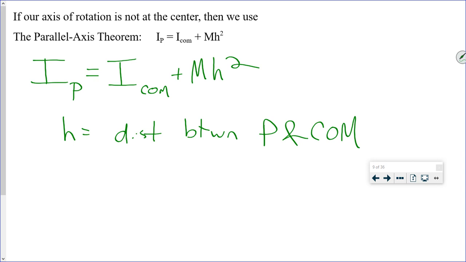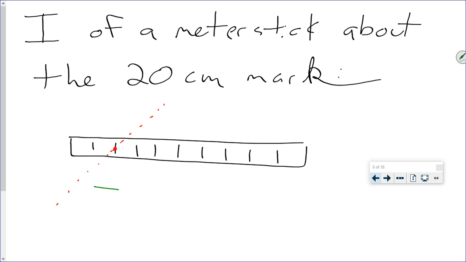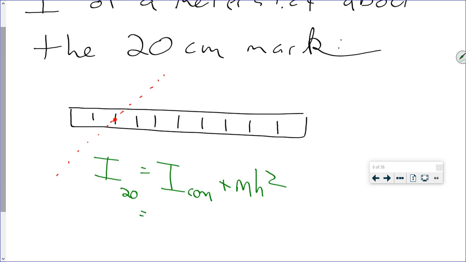So in this previous example, we're trying to find the rotational inertia of the meter stick about the 20 centimeter mark. So we'd say the rotational inertia about the 20 centimeter mark is equal to the rotational inertia about the center of mass plus mh squared. I about the center of mass, well, that's 1/3 times the mass times R squared. Now remember, about the center of mass, your R would just be half a meter. So this we figured out before, that's 0.005.